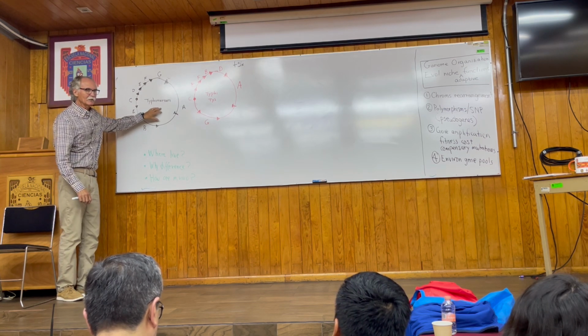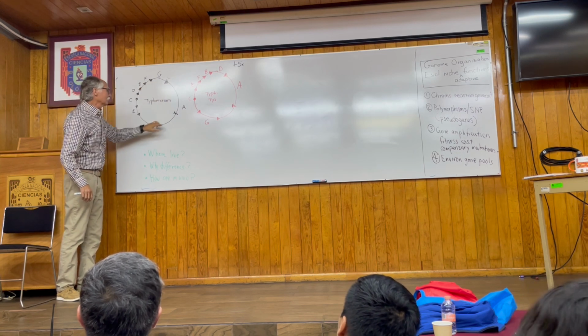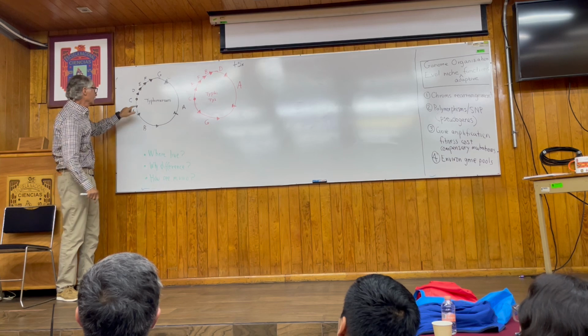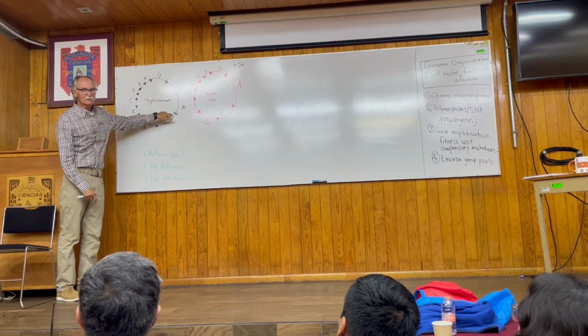Remember, here's the take-home point. Typhimurium strains from all over the world look like this, where these are the ribosomal RNA positions in the cell. This is the origin of replication, and this is the terminus of replication.